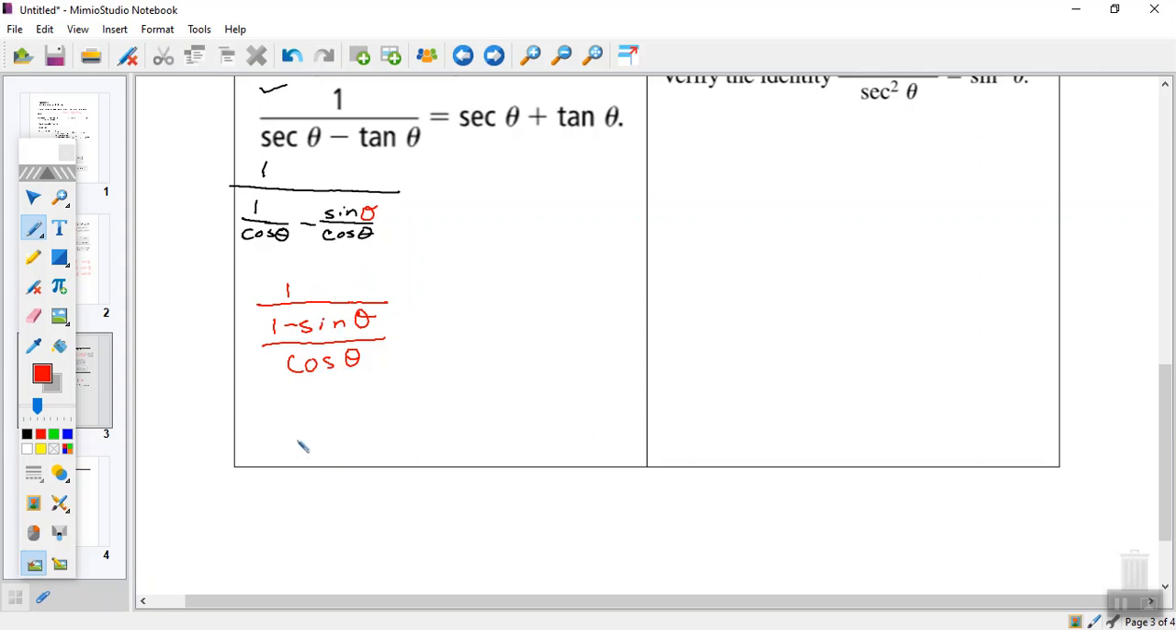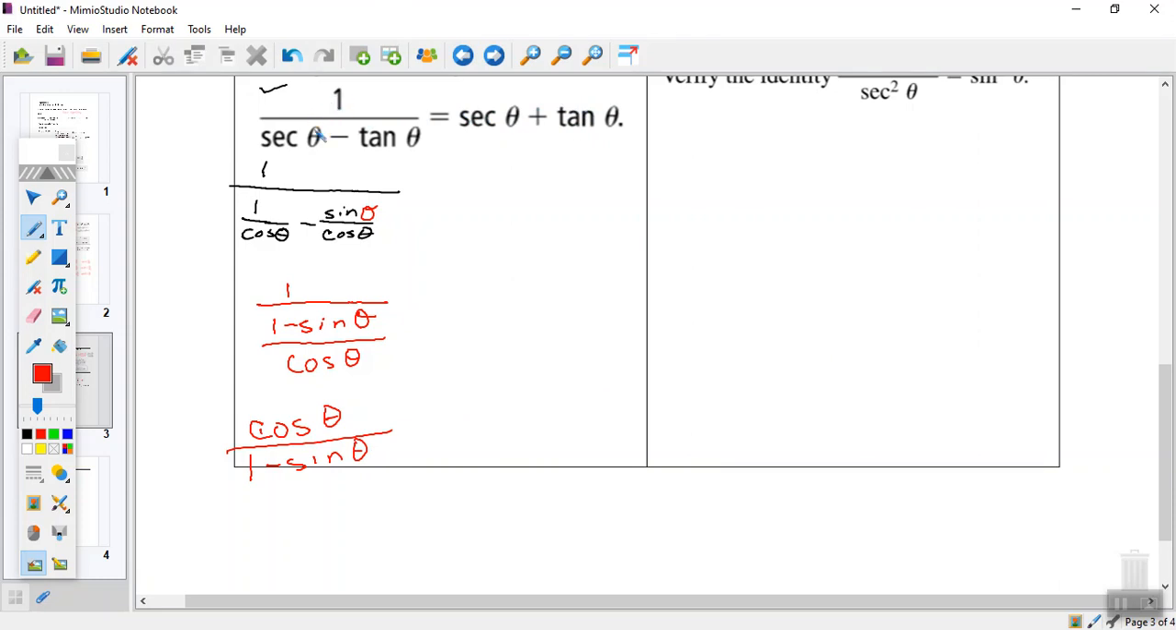Yeah. So isn't this now the cosine of theta over 1 minus sine theta, times 1? Have we gotten here yet? Nope. Maybe it would have been easier to start with this and see if we can get to the other side. Probably would have been, but here's the deal.